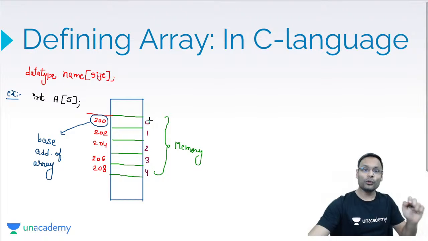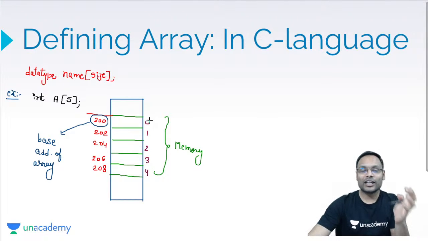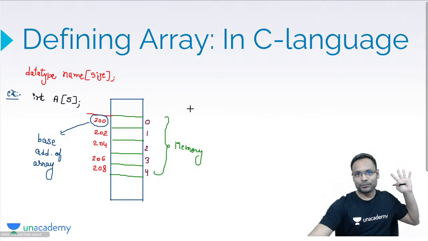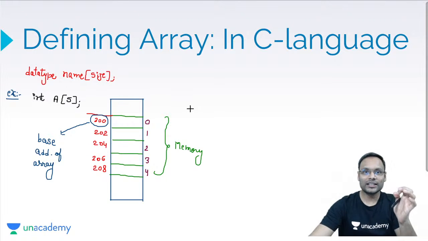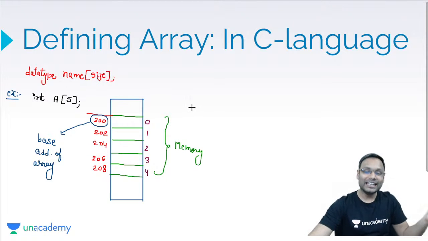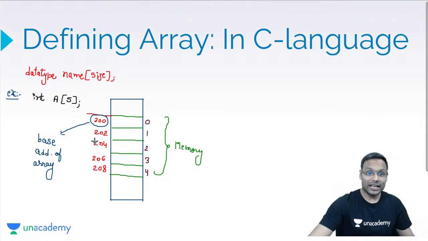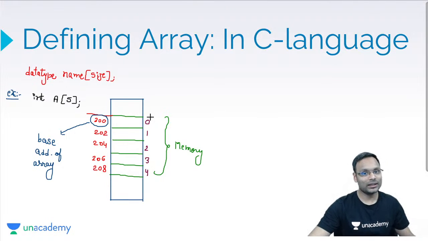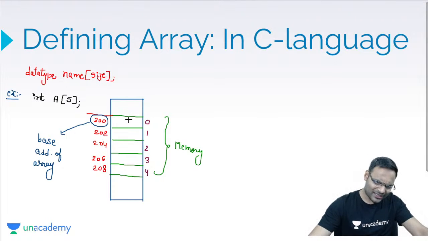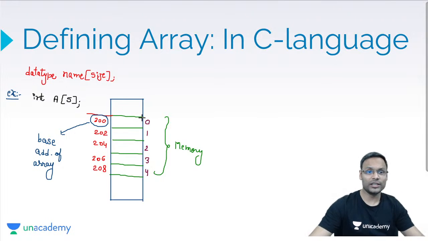Why, sir, 0 only? This the creator of C language decided. Dennis Ritchie, the creator of C language, decided that array indexes should start from 0 in C language. That's why the first element is always at index 0, then 1, 2, 3, 4. If size is n, then indexes will be from 0 to n minus 1. Right? How do you access the element at index 0?